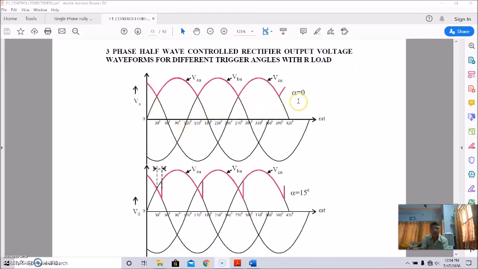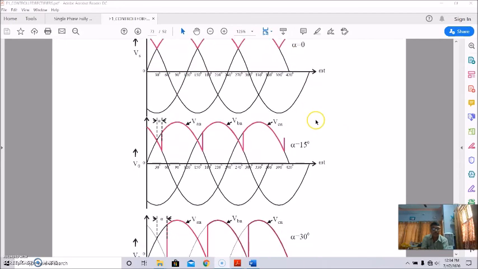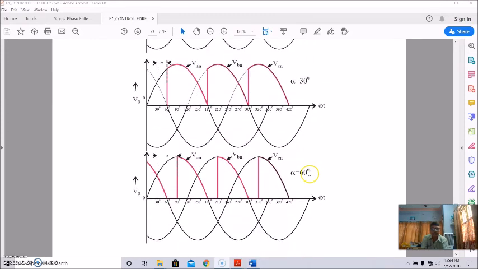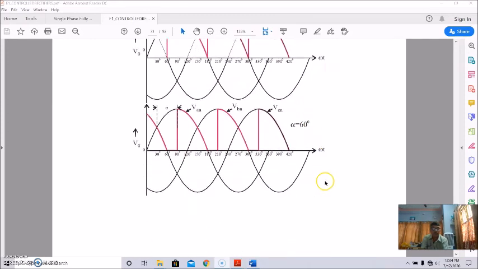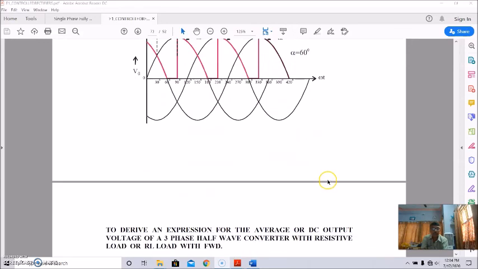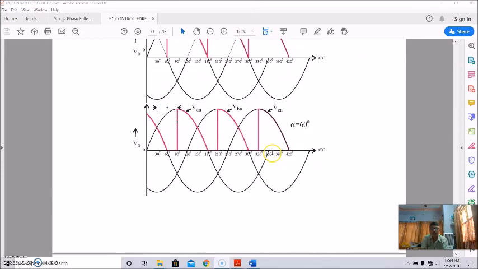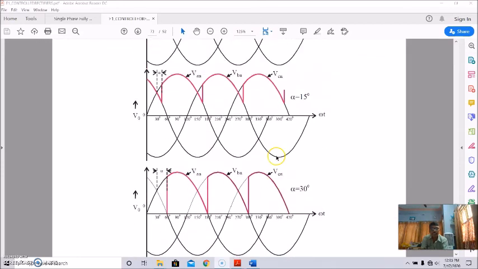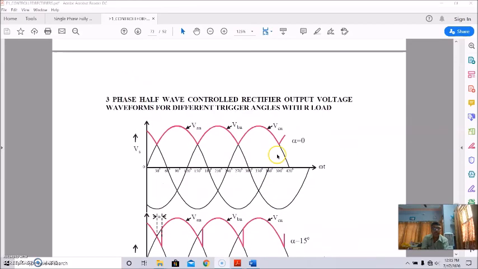This is for alpha is 0 degree. This is for 15 degree. Okay, this is for 30 degree, and this is for 60 degree. Okay, so these are actually the different trigger angles for resistive load.